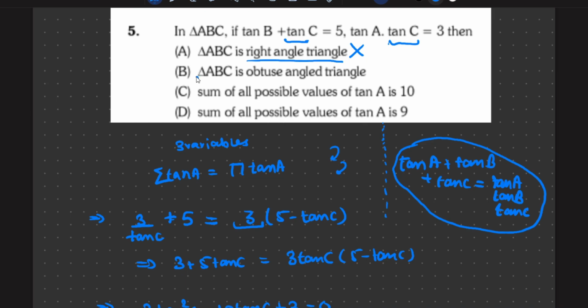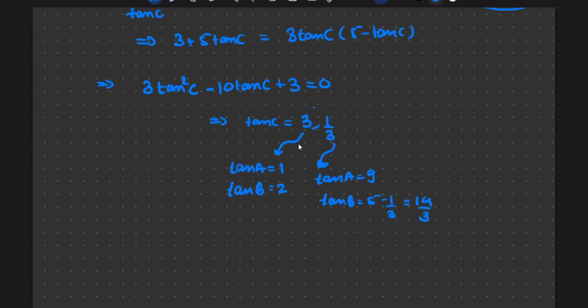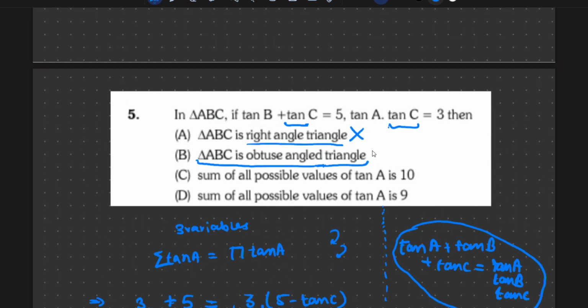Okay, the second option says that ABC is an obtuse angle triangle. So for ABC to be an obtuse angle triangle, one of these tangent values has to be negative, right? Which is not the case over here. So my second option also is wrong.